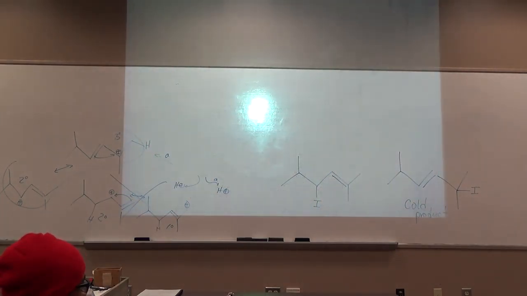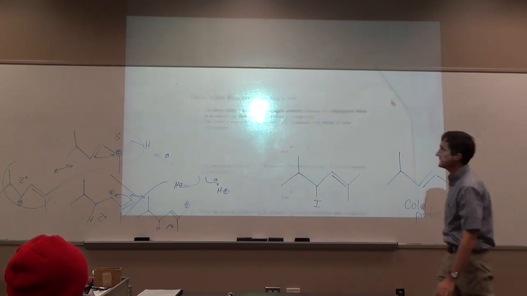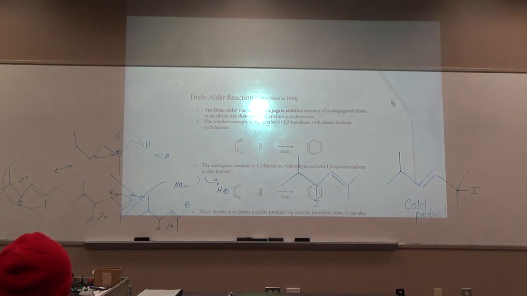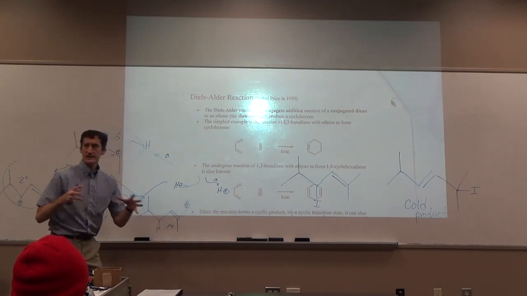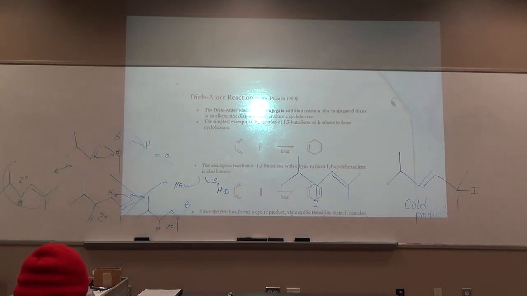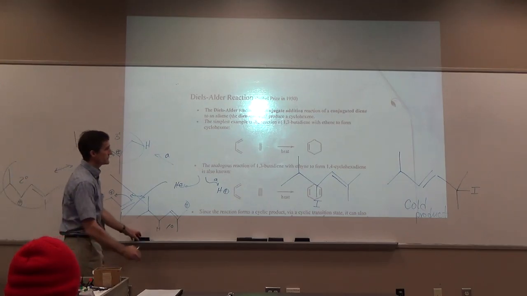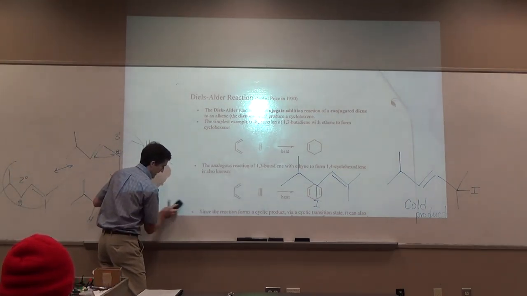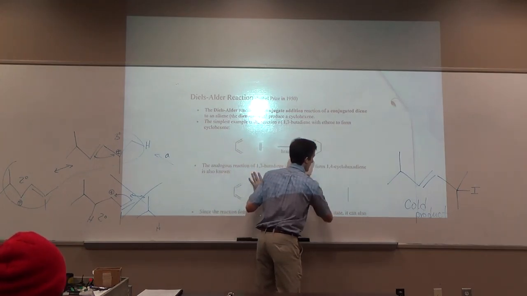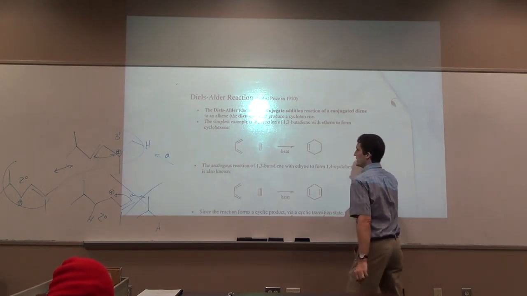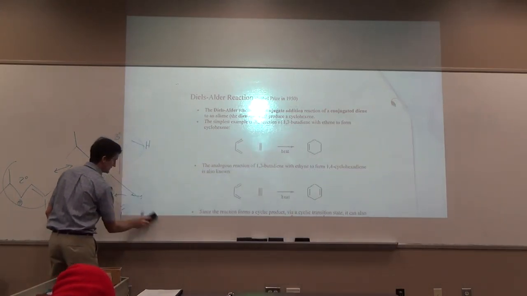Okay, Diels-Alder reaction. You may remember Laurel and Hardy. This is Diels and Alder, they won the Nobel Prize in 1950. A very important reaction for making rings, which has been very useful. For example, making compounds like cholesterol, vitamin D, lots of natural products, synthetically. It involves forming carbon-carbon bonds, which historically was quite difficult until such reactions came along.